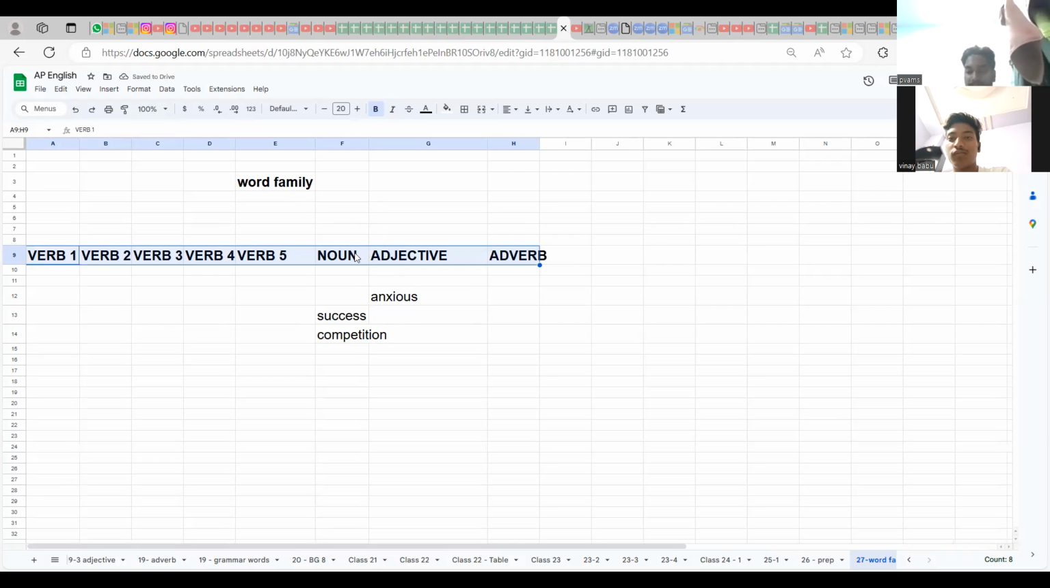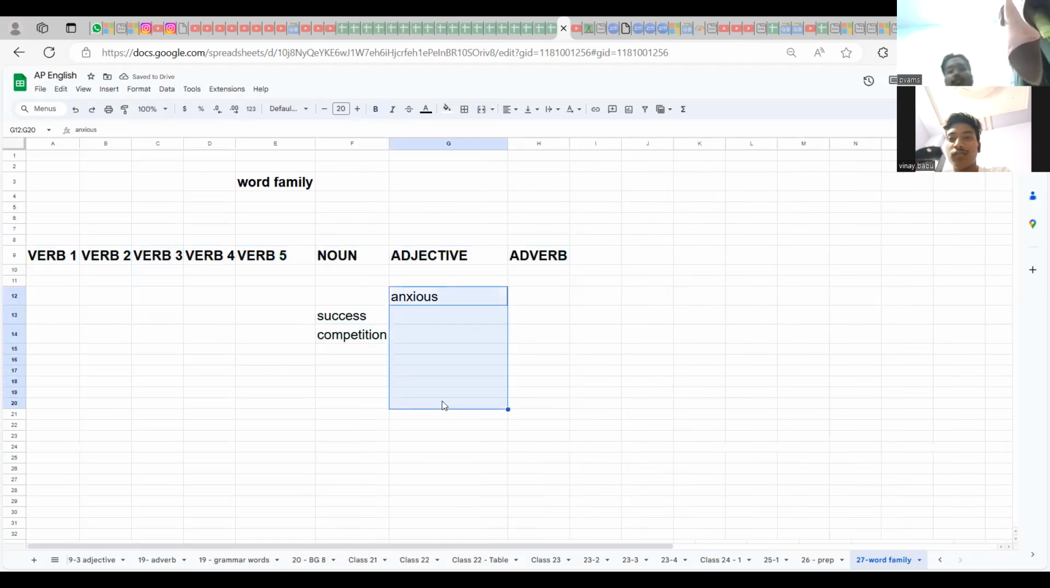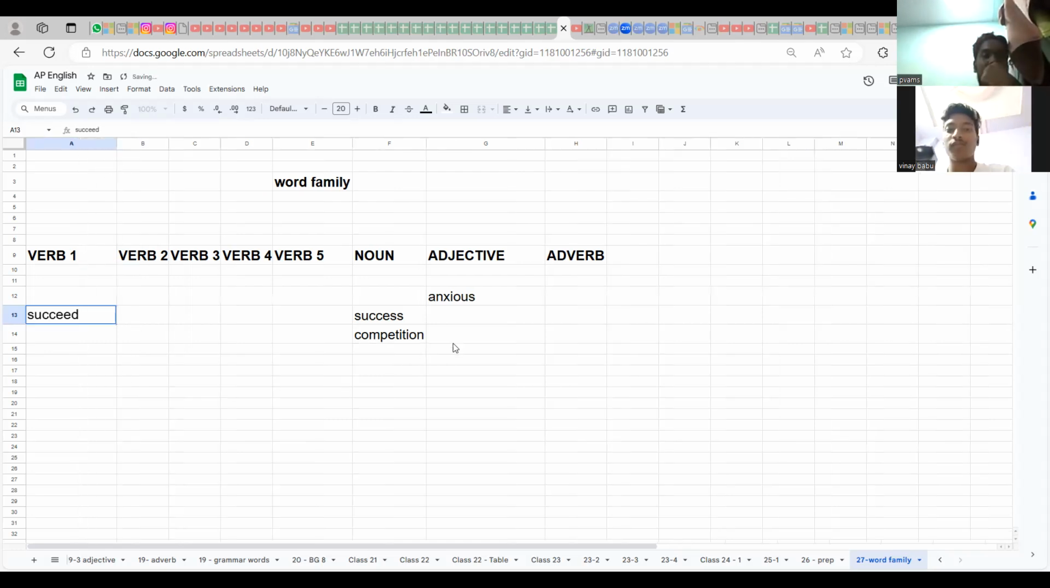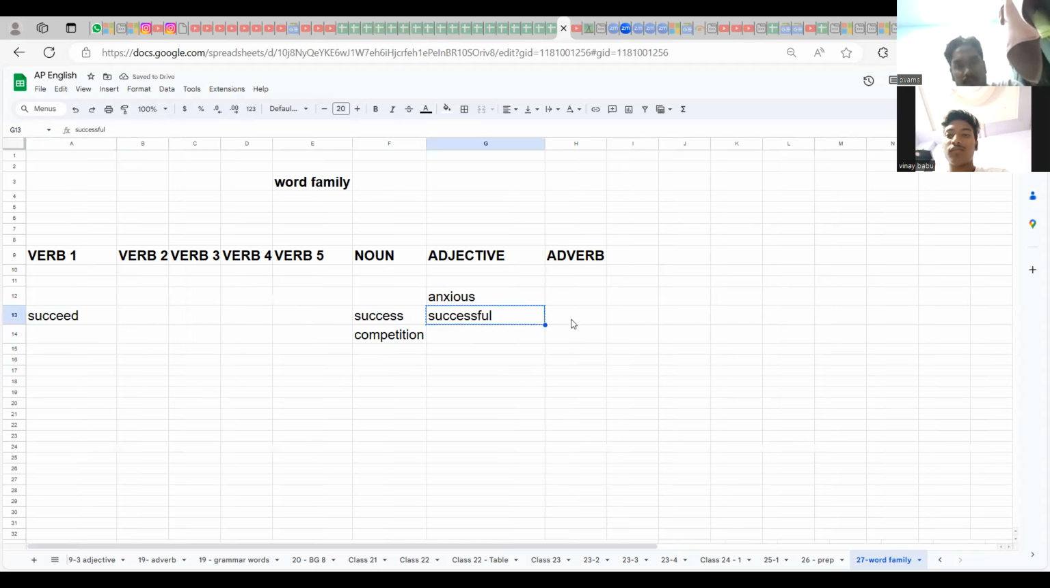Now, look at this. The anxious is an adjective. Success is a noun. Competition is a noun. Now, to change this noun, you want to convert that into a verb. Look at that. Succeed. That will become succeed here. Success, here, successful. Okay, here, successfully. This is the word family.